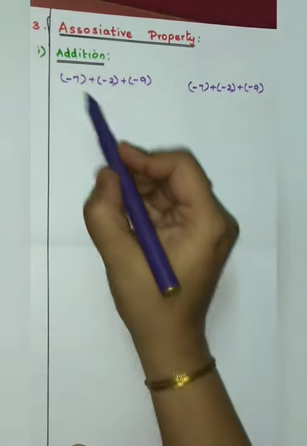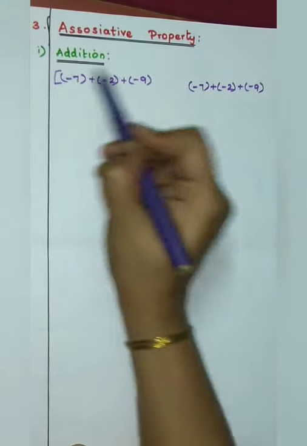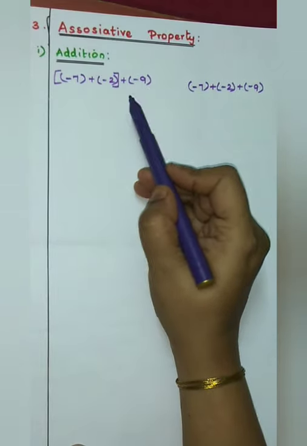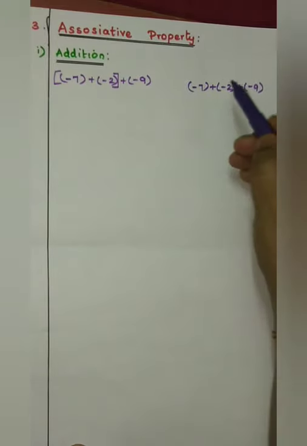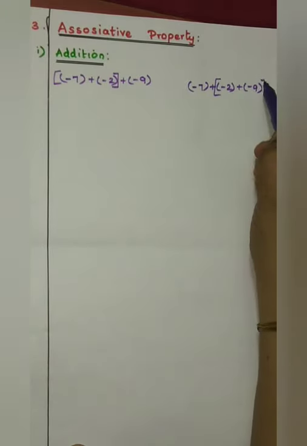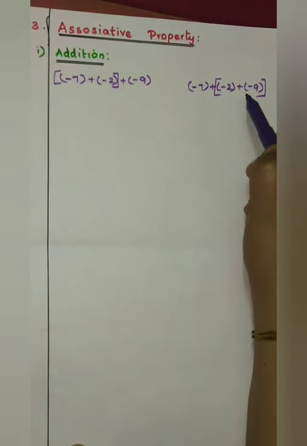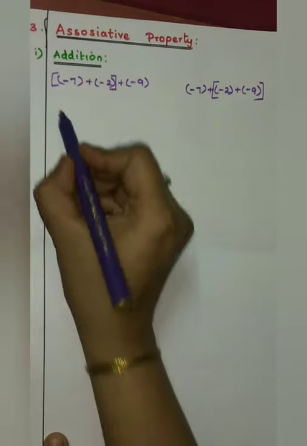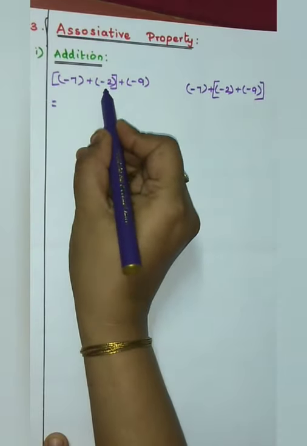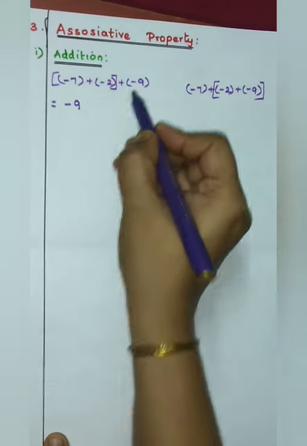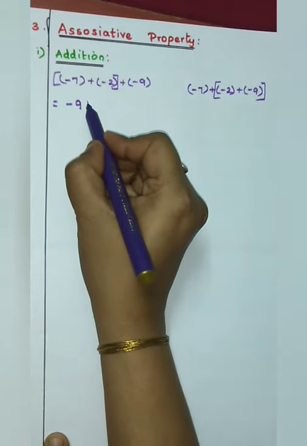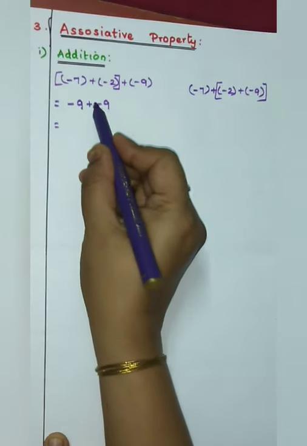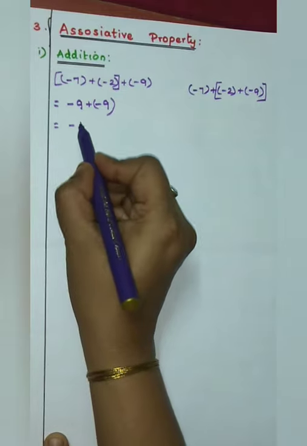In the first case, first you add minus 7 and minus 2, then you add minus 9 to that. In the second case, first you add minus 2 and minus 9, then add the first integer minus 7 to that and check whether you get the same result. So this is equal to minus 7 plus minus 2, minus 9. Then add minus 9 to this. So minus 9 plus minus 9, minus 18.